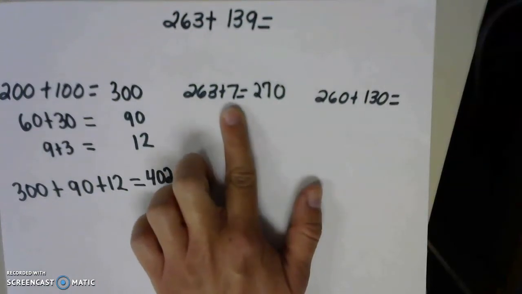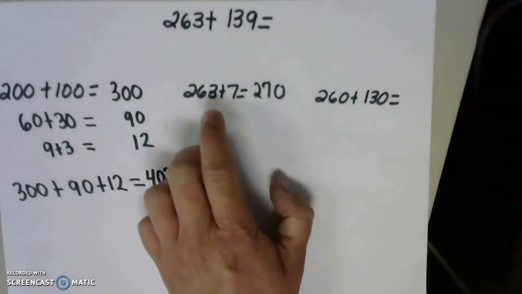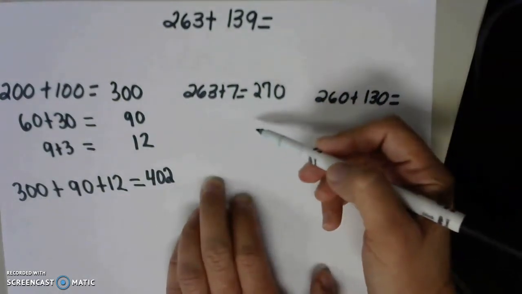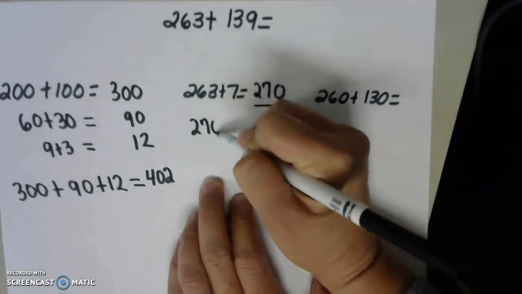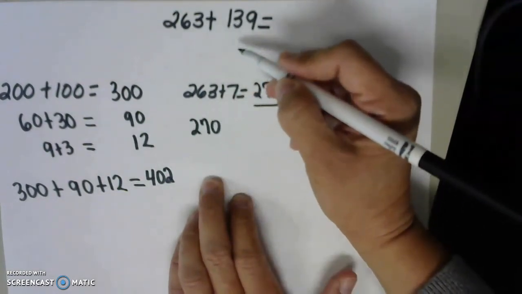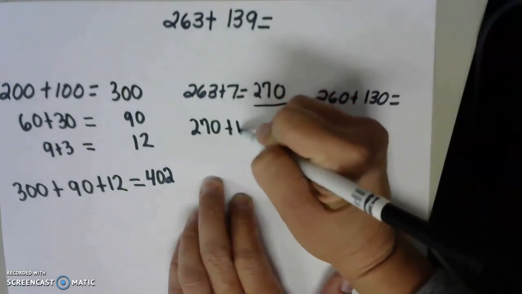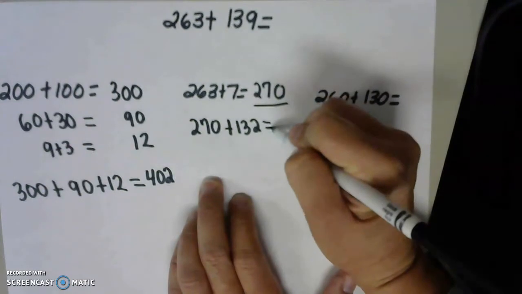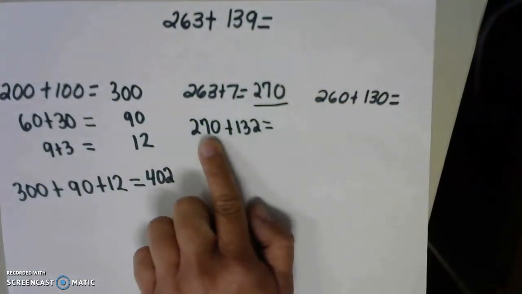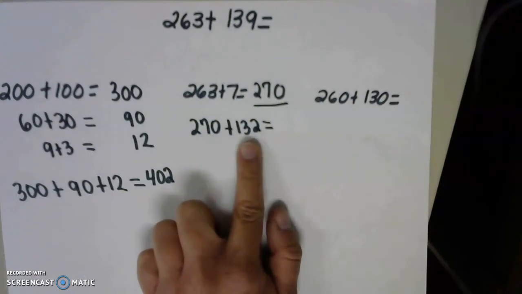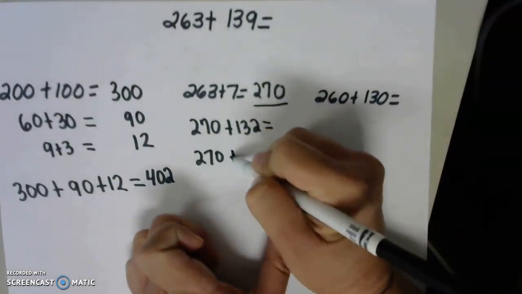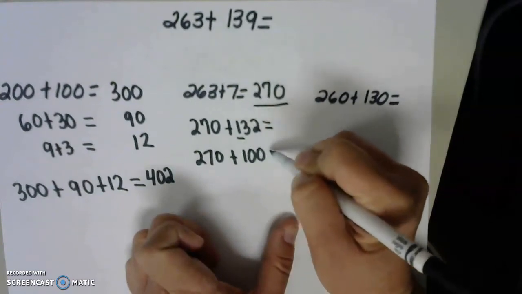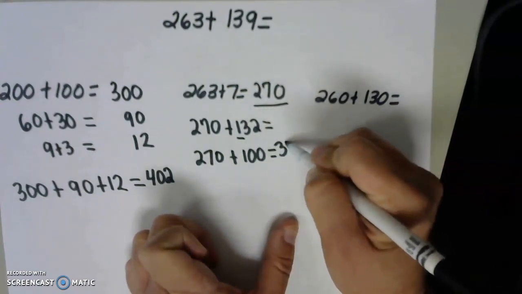Okay, since I borrowed 7 here from the 9 above, I need to add the rest of the number. So down below, I'm going to say 270 and add the rest of my 139, which would be 132, and I'm going to combine those numbers. So now I have a good landmark number, 270 here, and I'm going to add the rest of my 132 to the number 270. So I'm going to say 270 plus 100 equals 370.